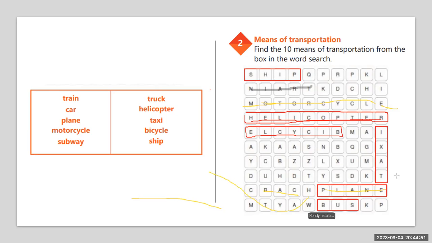We missed two. Which ones? Subway and helicopter. Where is helicopter? Teacher, in bus is subway, because bus is not. Is subway. Okay. Bus doesn't appear. Yeah, it's not there. Okay, we can mark until here. Okay, what else? That's it?